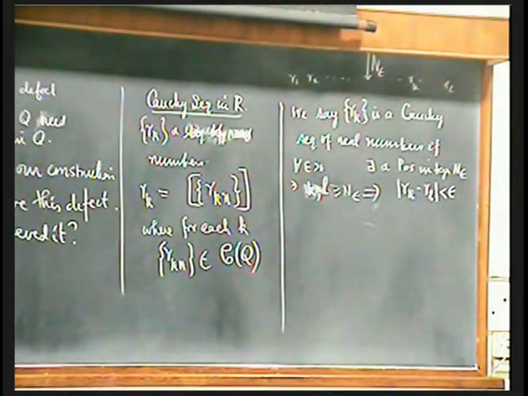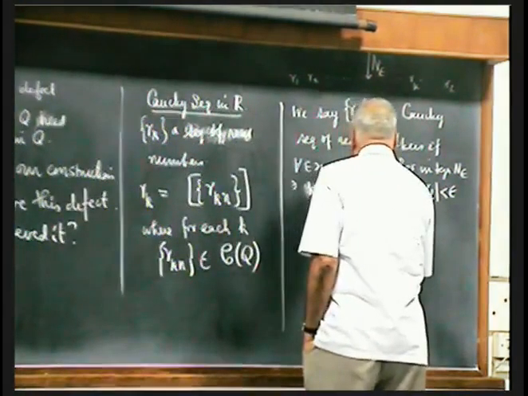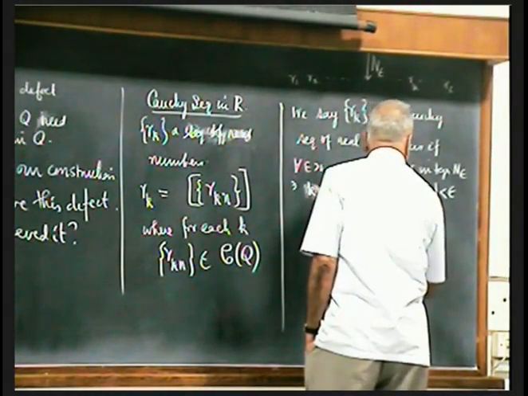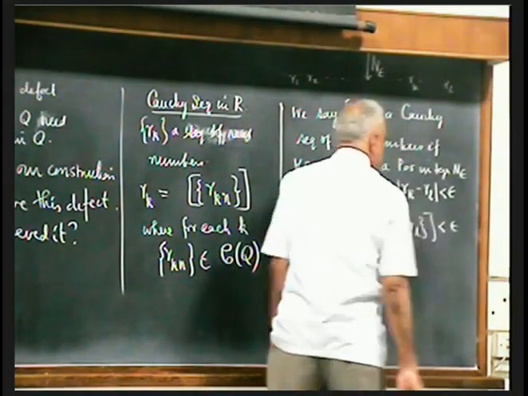Now we have to see what is meant by Rk minus Rl is less than epsilon. Rk is an equivalence class, Rl is an equivalence class, so the difference is the difference equivalence class and modulus is the modulus equivalence class. So what it really means is mod of that difference less than epsilon.